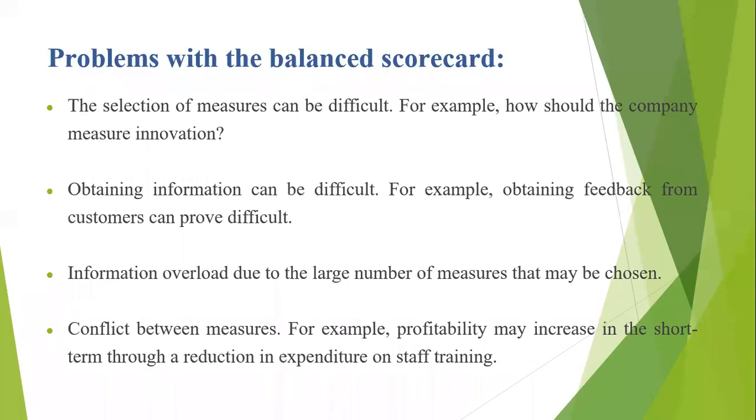But again, at the same time, you need to remember that the balanced scorecard is not free from problems. It also has certain limitations. So the balanced scorecard එක perfect model එකක් නෙමෙයි. ඒකේ ප්‍රශ්න තියෙනවානේ. The selection of measures can be difficult. How should the company measure innovation? So when it comes to setting the performance indicators, it's not going to be an easy task. So how are you going to measure innovation? It's not a straightforward thing. So how do you encourage innovation? So when deciding on a measure, you need to think about obtaining information, which can be difficult.